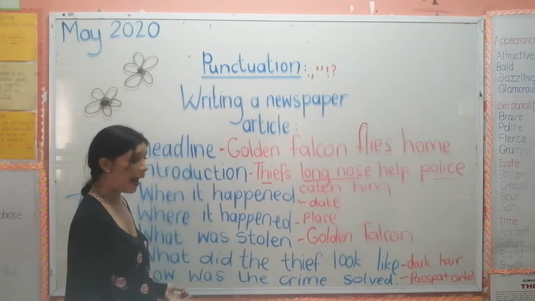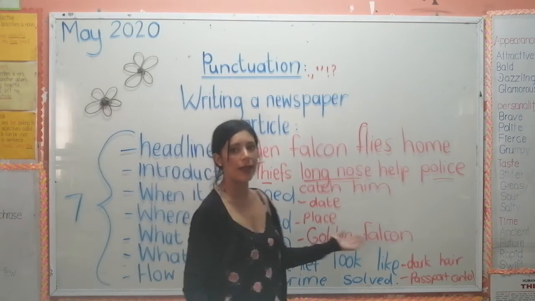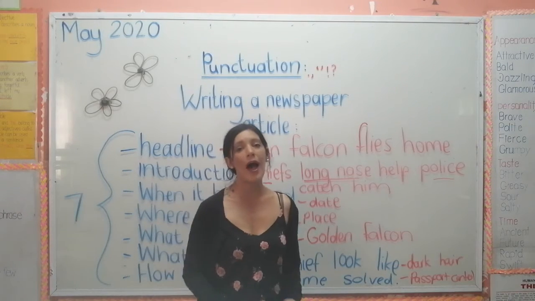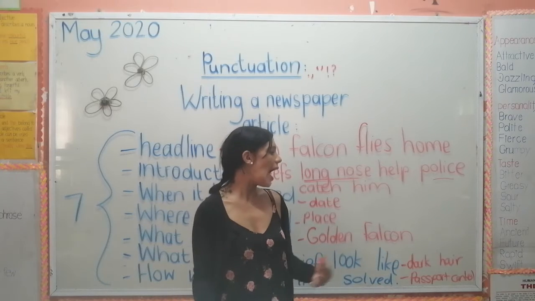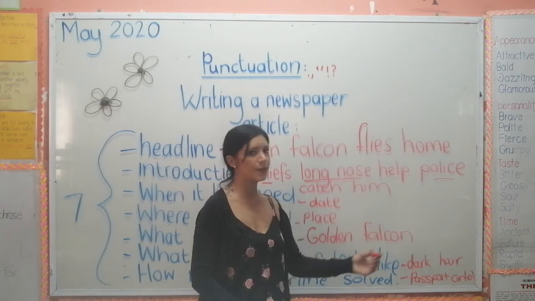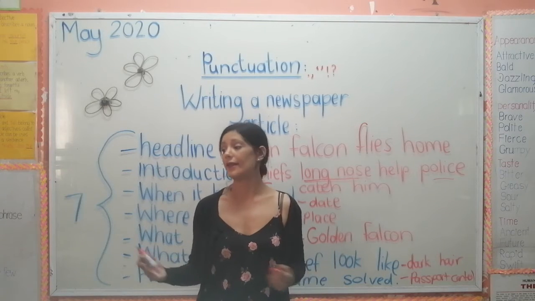What did the thief look like? He had dark hair in this case. And how was the crime solved? Right, how did the police catch him? How was he caught? He was caught at passport control. This is what's happening in this story.